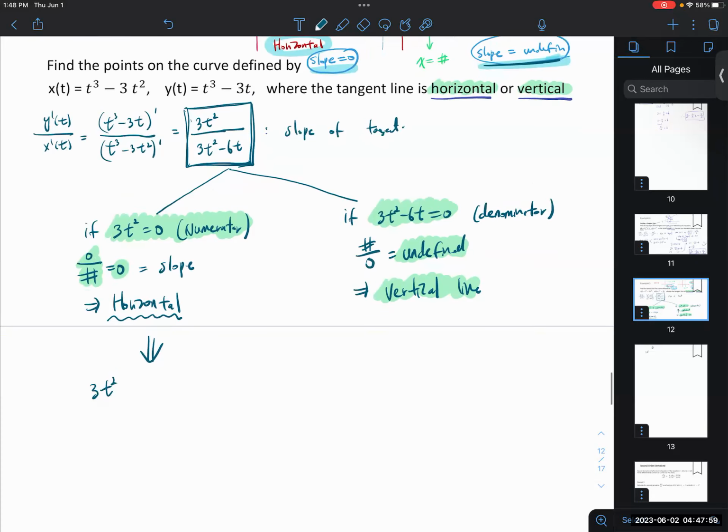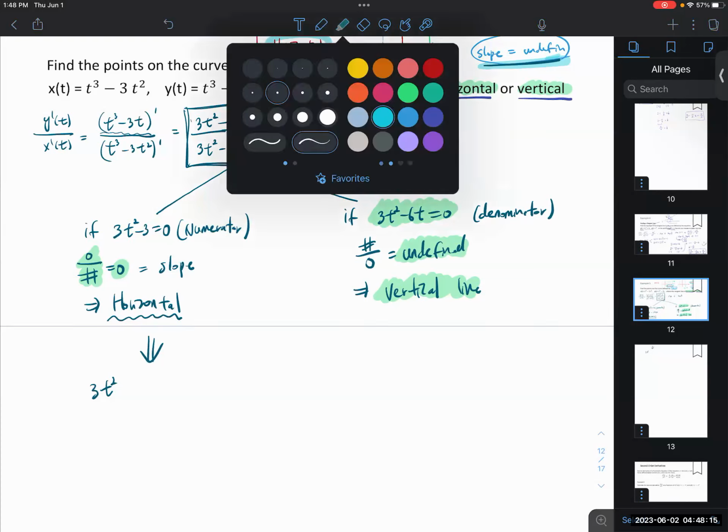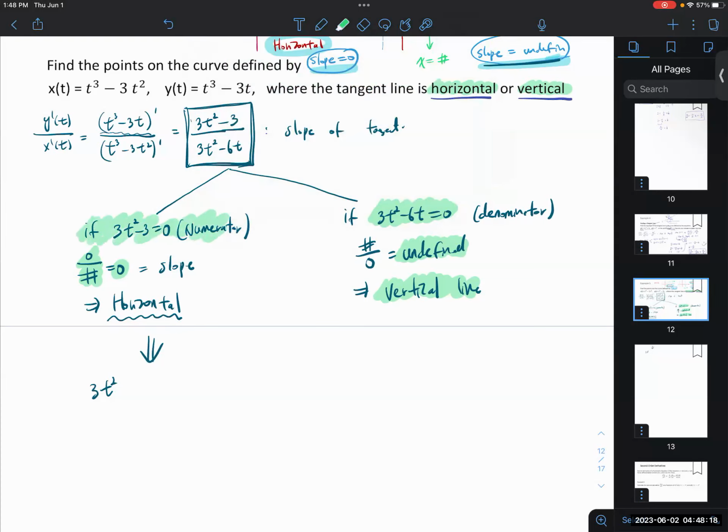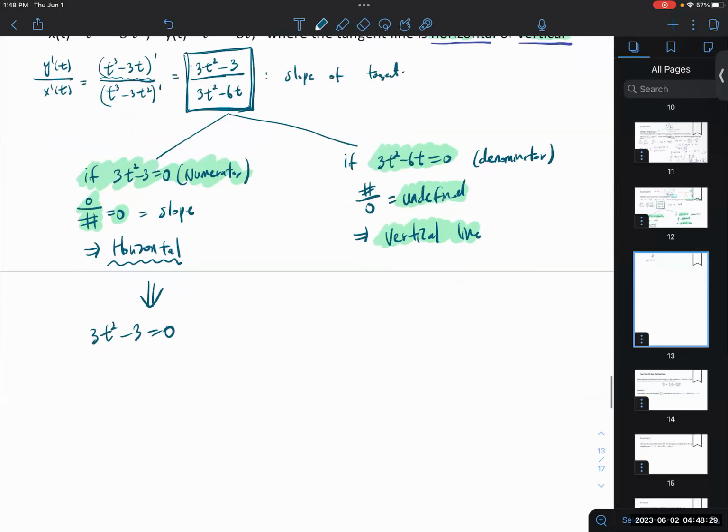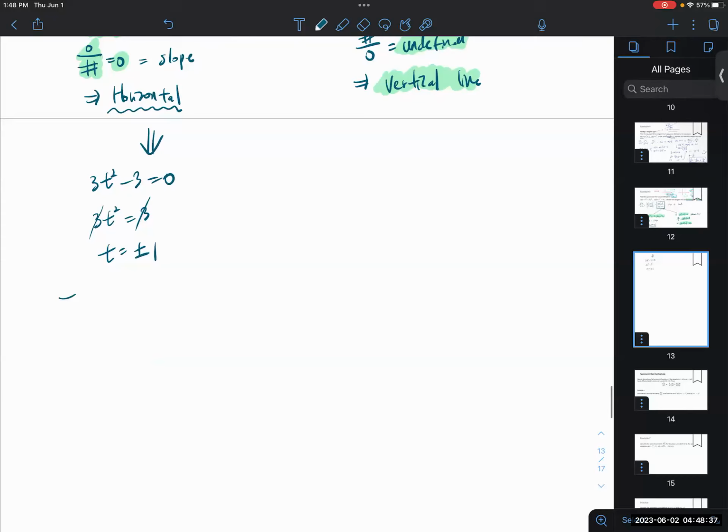Oh, I have a mistake here. When you take the derivative, it's 3t squared, and we still have -3. My bad. So here, I'm going to set the numerator, 3t² - 3, equal to 0. When you take the derivative of the y function, it's 3t² - 3, correct? So let's find the t. 3t² equals 3, so t cancels, t will be plus or minus 1. So t equals 1.